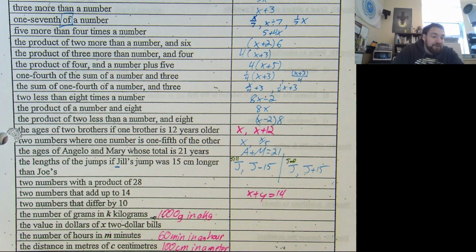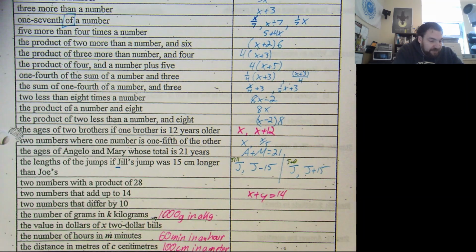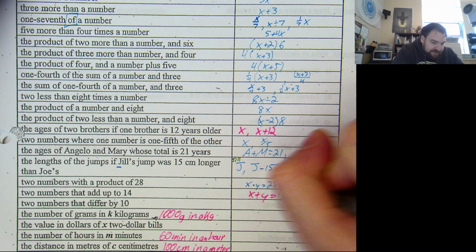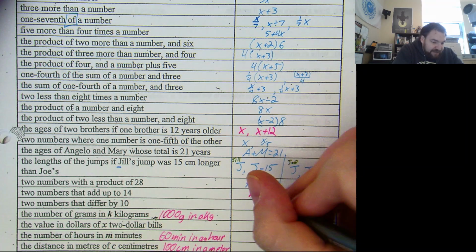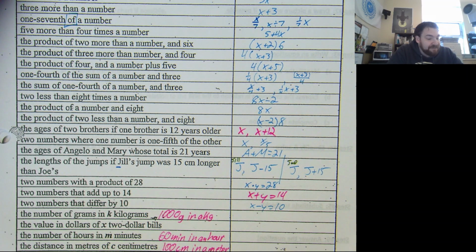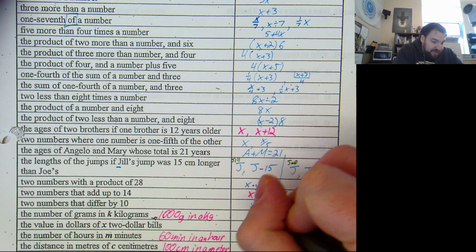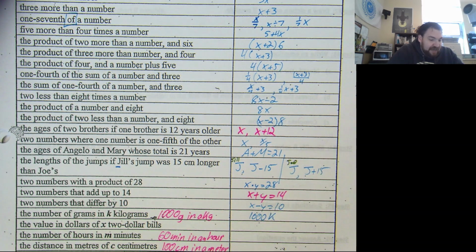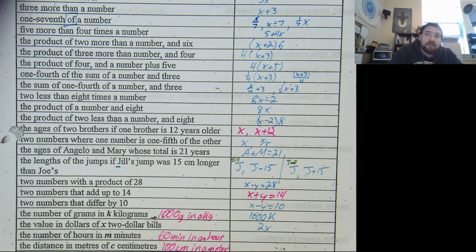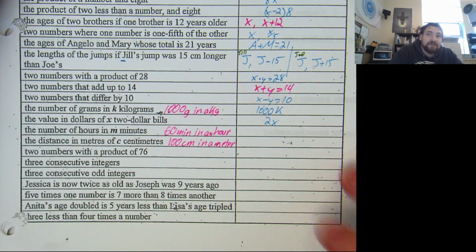2 numbers with a product of 28. X times y equals 28. 2 numbers that differ by 10. X minus y equals 10. The number of grams in k kilograms is just going to be 1,000 times k. The value in dollars of x $2 bills is just going to be 2 times x. 1 bill is $2. X of them will be 2 times that.